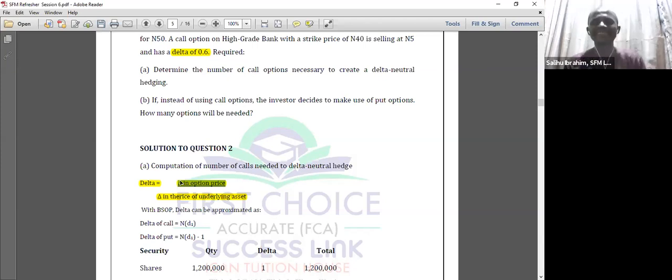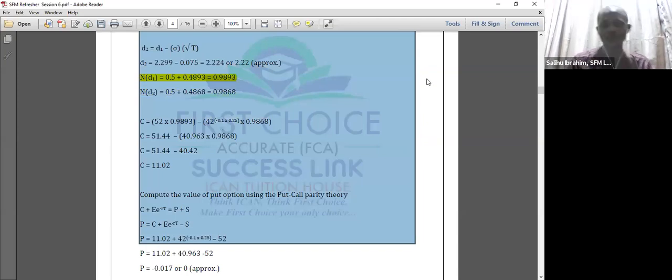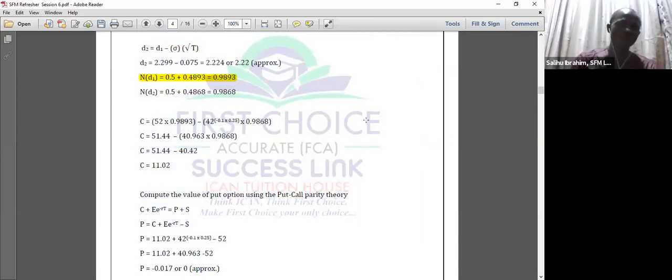Now, when you are dealing with a call, the delta of call is N(d1). The N(d1) we computed in that first question is our delta of call. The common mistake students make is that because I have called N(d1) the delta of call, they automatically take N(d2) to mean delta of put. That is an erroneous application. N(d1) is delta of call, but N(d2) is not delta of put.